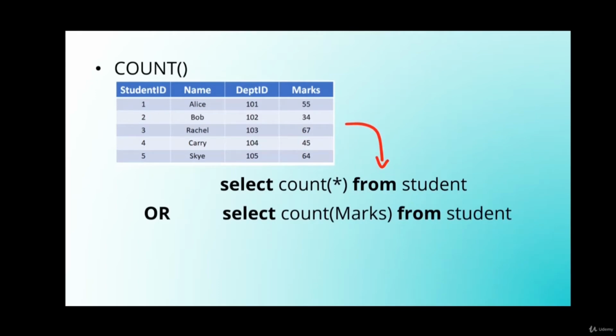Now in place of marks, we can specify any other column name as well, like student ID, name or department ID. It doesn't matter because every column has an equal number of rows. Or you can also write this query as select count star from student, where star depicts all the columns. So it will directly count the number of records that a particular table has. So you can see in the output, we have got the value 5 because there are 5 rows in this table. So this is all about the aggregate functions in SQL.